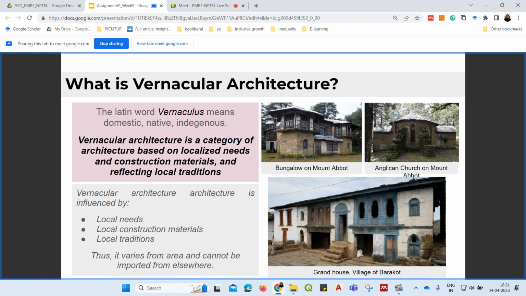the local tradition. So you now know three very important components of vernacular architecture. First, that it is influenced by local needs. Second, that it is influenced by local construction materials. And third, that it is influenced by local traditions. Thus, it varies not only from area to area, but also between different people living in that area. Also, it cannot be imported from elsewhere. It has to be borrowed from the area in which the particular architectural style originated.